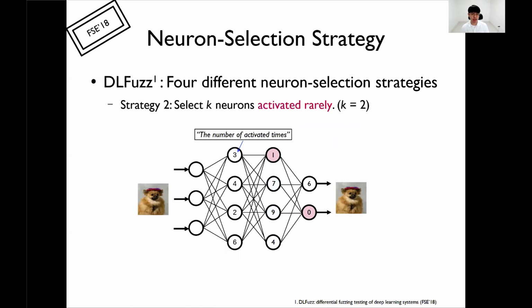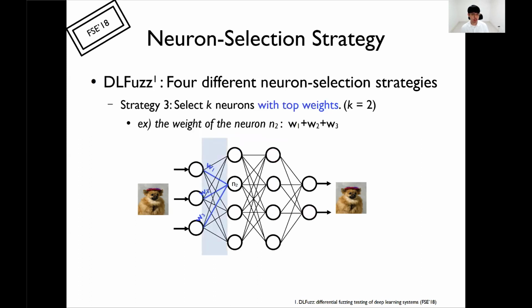Conversely, the second strategy is to select the K neurons activated rarely. Using the second selection criterion, these red neurons that have not yet been activated or have been activated only once will be selected. The intuition of these first 2 strategies is that the neurons covered frequently or rarely perhaps are more likely to introduce defects or result in unusual logic in the DNN models.